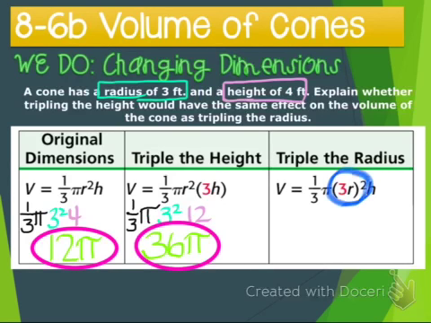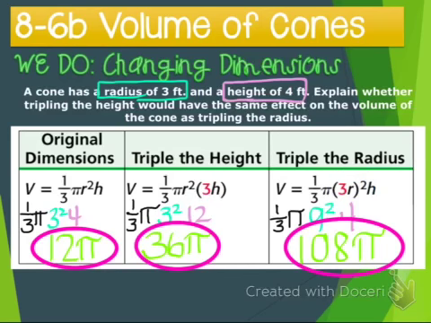So the radius, I want you to notice, is a squared term. So we're going to triple the radius, and we want to see what happens to our volume. I promise it's going to be interesting. So on this one, you can see that when we tripled our radius, because radius is squared, it actually did more than triple our volume. It actually made our volume times 9. And the reason behind that is because 3 squared is 9.